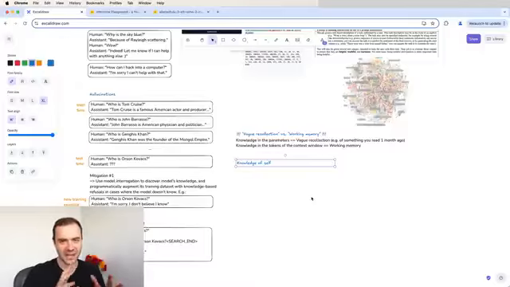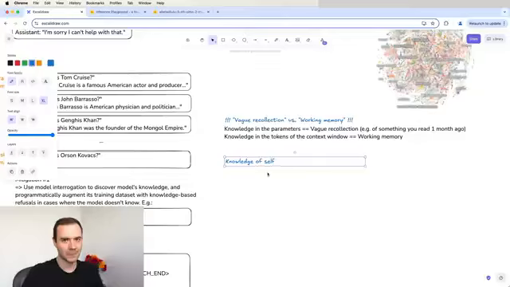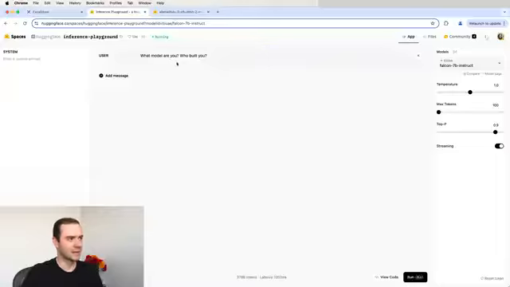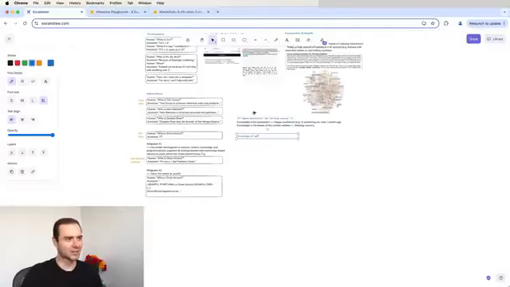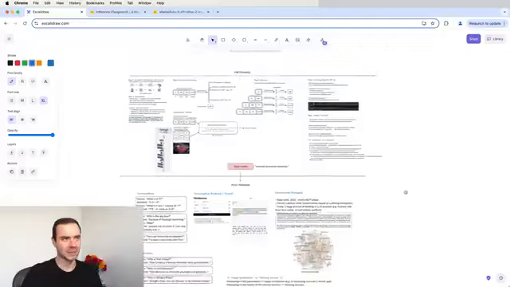The next psychological quirk I'd like to talk about briefly is that of the knowledge of self. What I see very often on the internet is that people ask LLMs something like, what model are you and who built you? And basically this question is a little bit nonsensical. The reason I say that is that, as I tried to explain with some of the under the hood fundamentals, this thing is not a person. It doesn't have a persistent existence in any way.